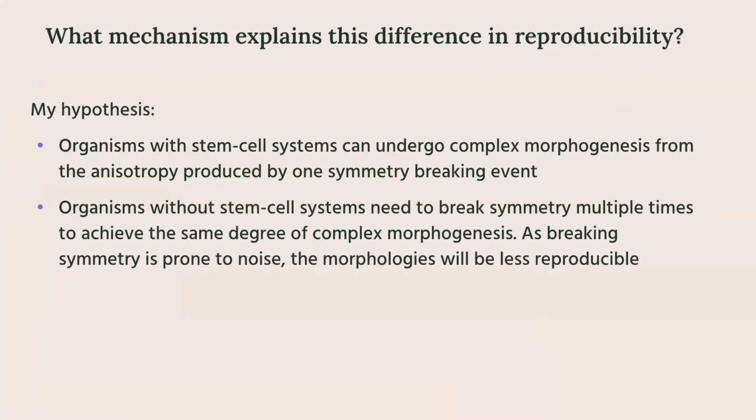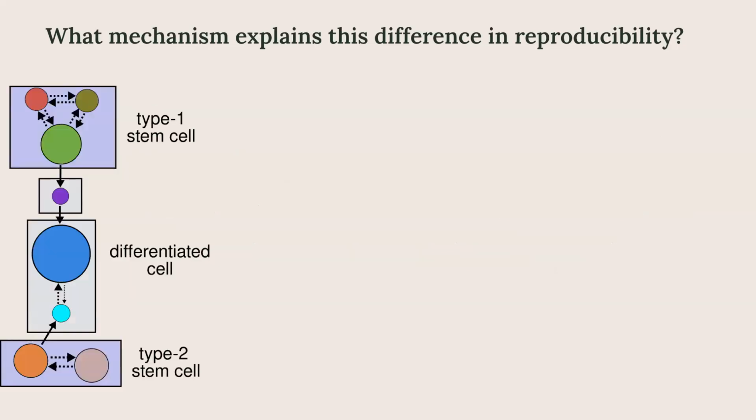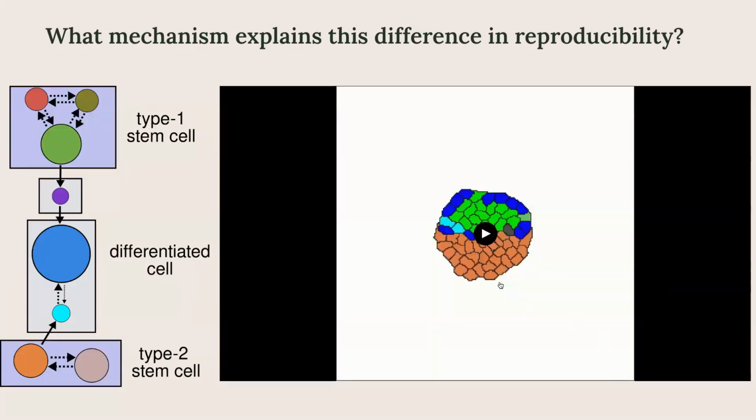So my hypothesis, what I'm going to explain to you, is that organisms with stem cell systems can undergo complex morphogenesis from the anisotropy produced from a single symmetry breaking event. In contrast, organisms without stem cell systems need to break symmetry multiple times to achieve the same degree of complex morphogenesis. And symmetry breaking is prone to noise, and because it's prone to noise, the morphologies of these organisms without stem cell systems is less reproducible. So let's explain that in a little bit more detail.